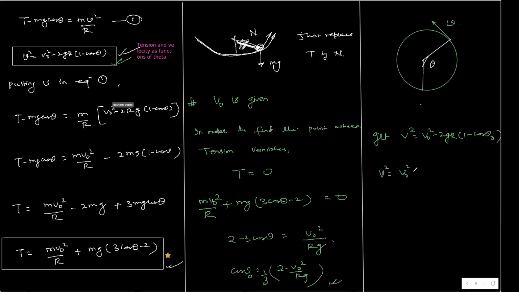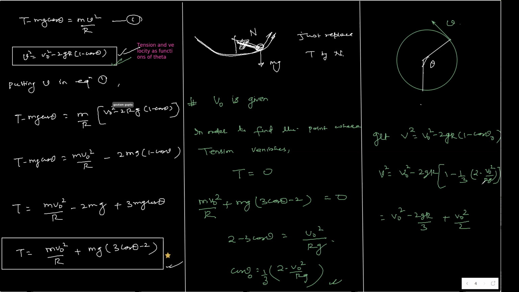So we'll get v square as V naught square minus 2gR into (1 minus this cos theta naught), and we'll put this: 1 by 3 into (2 minus V naught square by Rg). So what will you get? You will get V naught square minus 2gR, and 1 minus 2 by 3 will be 1 by 3, right? So this will become 2gR by 3. And minus minus will become plus. Just check if the calculation is correct.